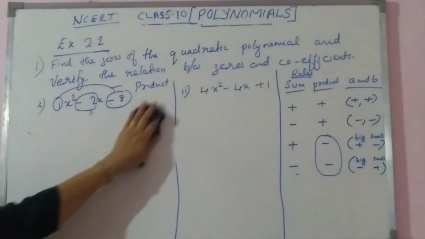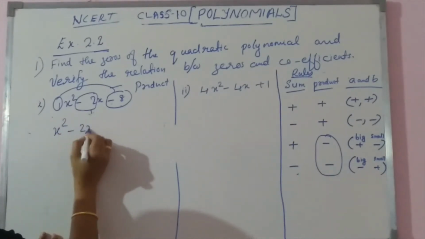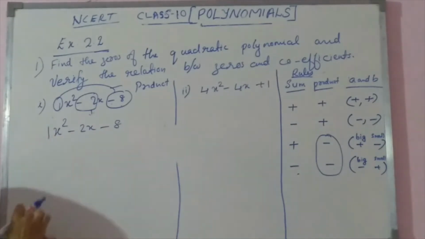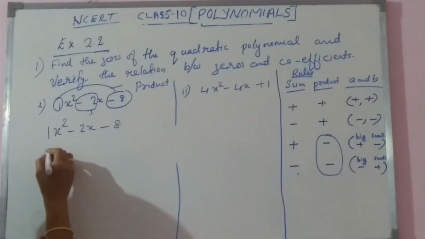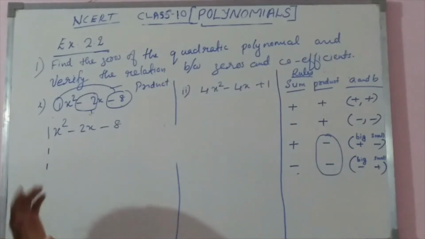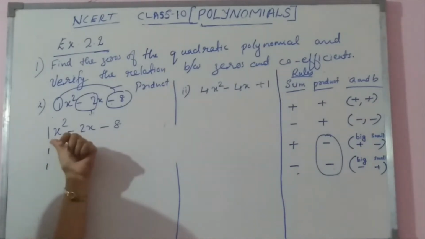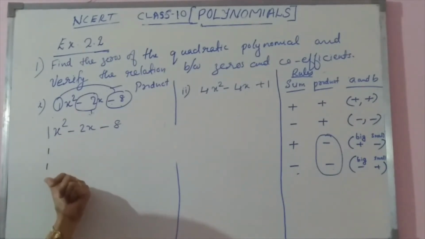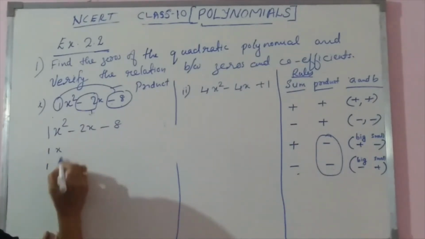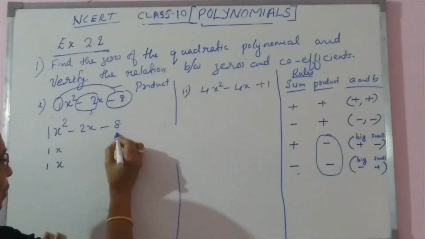In the next method, you should write the equation x square minus 2x minus 8. Here the x square coefficient is 1. Therefore, the factors of 1 are 1 into 1. So you have to write the factors of 1 down. If there are two different factors, then you take the small factor up and the big factor down. So 1 and 1, here the same factors are there. Along with that, I am taking x: 1x into 1x is equal to 1x square. Now for the last term, you have to factorize.